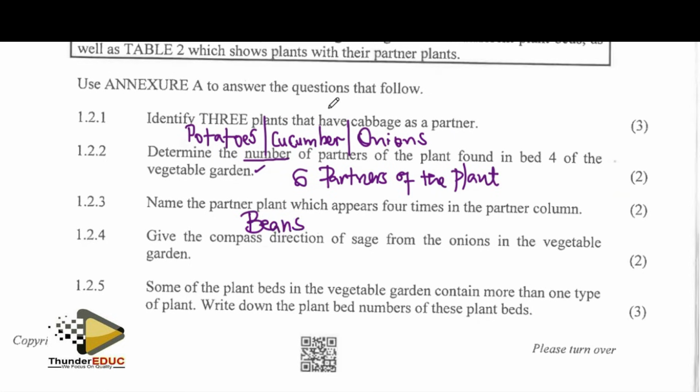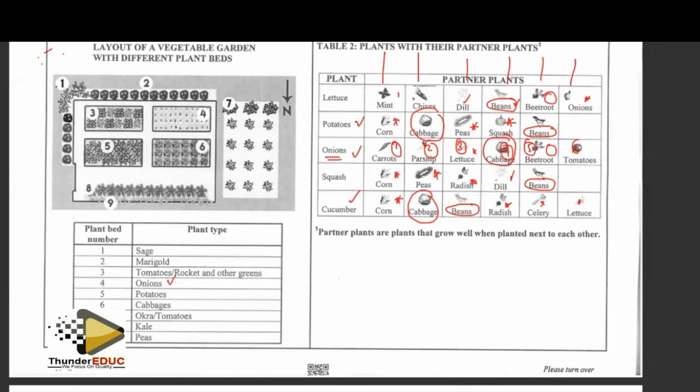Give the general direction of search from onions in the vegetable garden. It's search from onions. We shall check the search. Garden 1 from garden 4. So meaning you're here and you're heading this other side. But take note. Look at the compass direction. It says that this other side is the north.